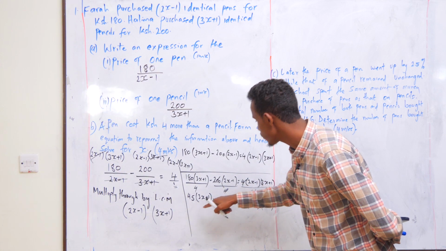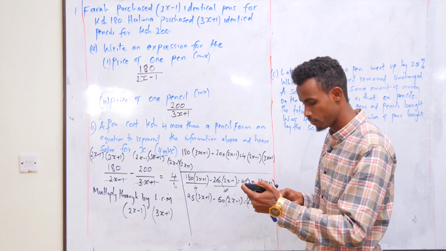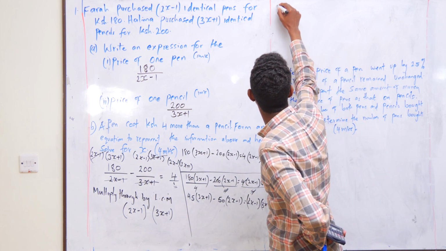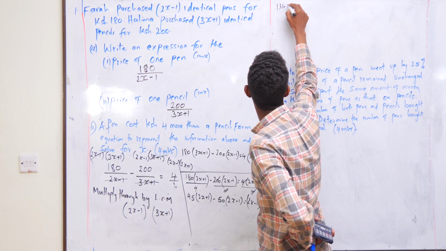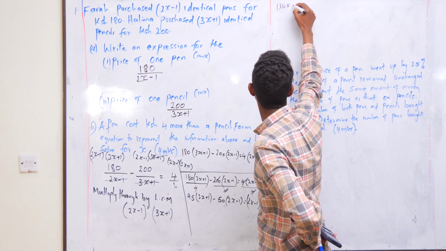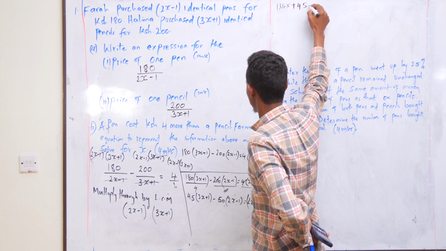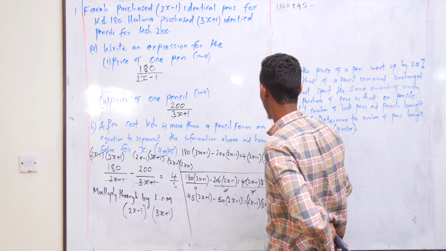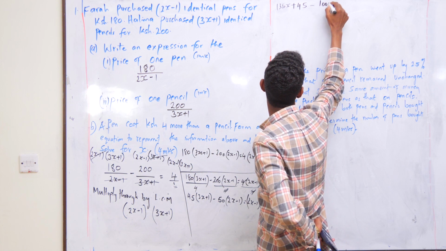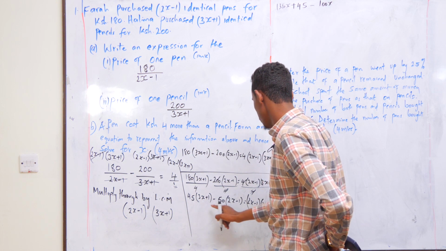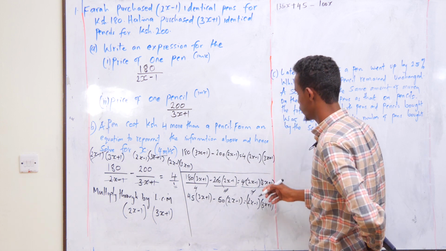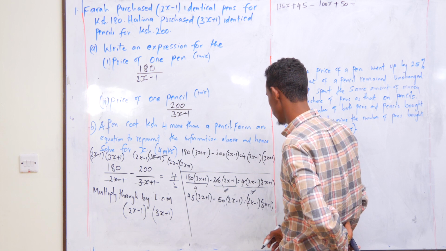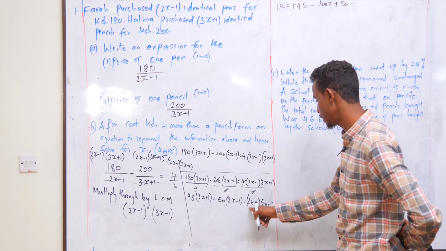Quickly, 45 multiplied by 3, 135x. 135x plus 45 minus 50 times 2, 100x. Minus 50 multiplied by minus 1, that is plus 50. Now let's open this bracket quickly.